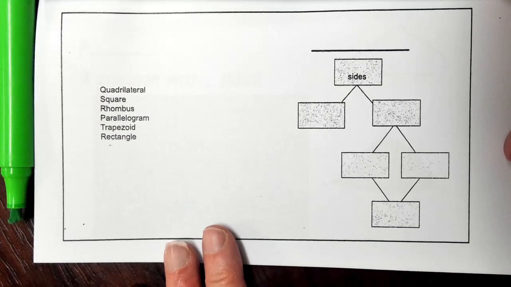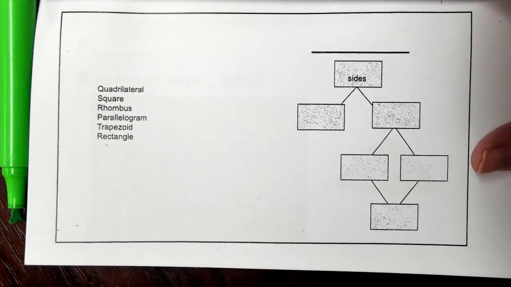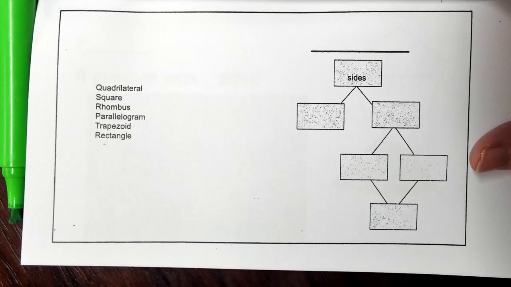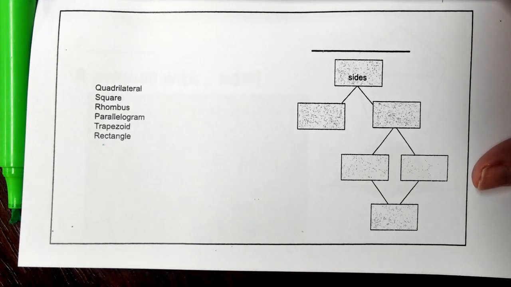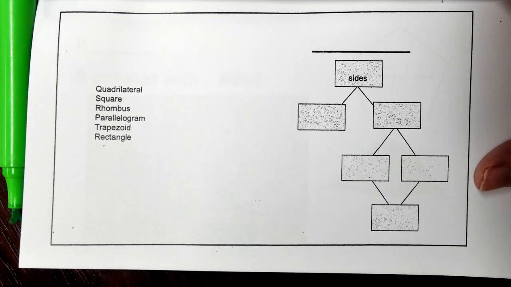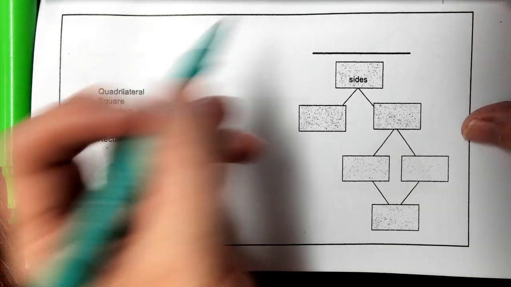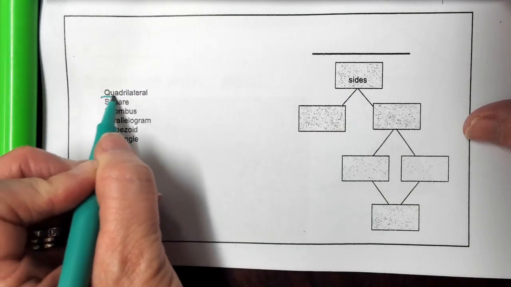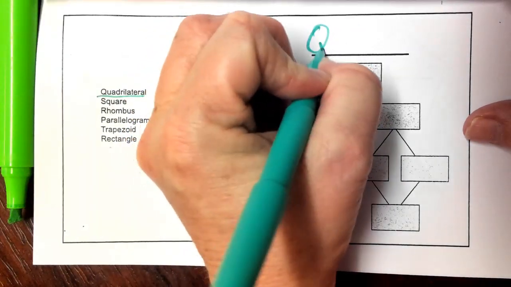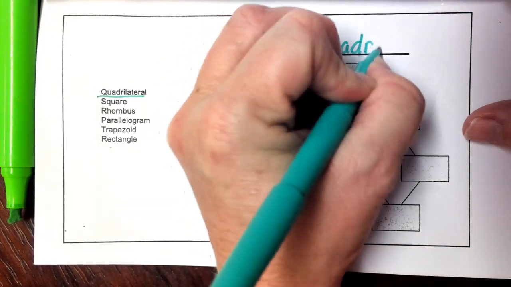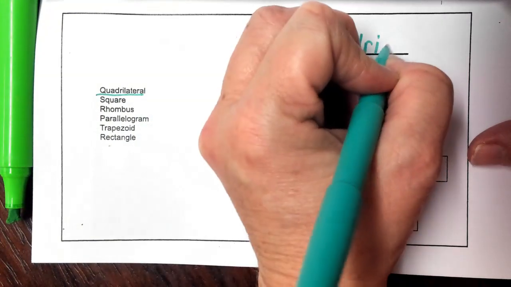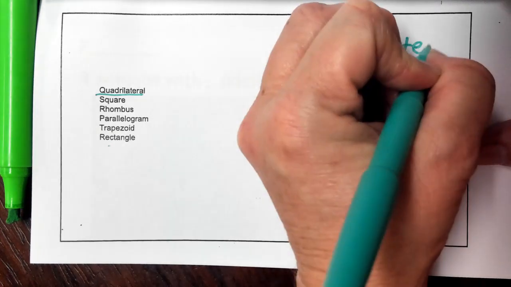All right, so if you are finished with filling your information about quadrilaterals out, then we're ready to fill in this graphic organizer. And this graphic organizer is something that we want to be able to refer back to always. So at the top, we're going to put the word quadrilateral because all of the shapes that we've been talking about are quadrilaterals. That's 4 sides, 4 vertices.